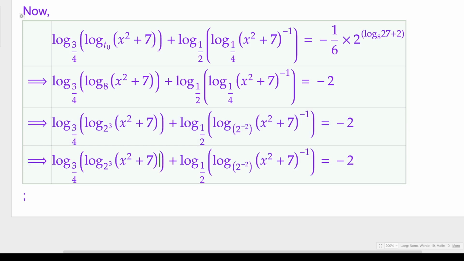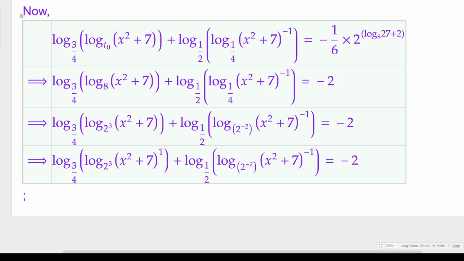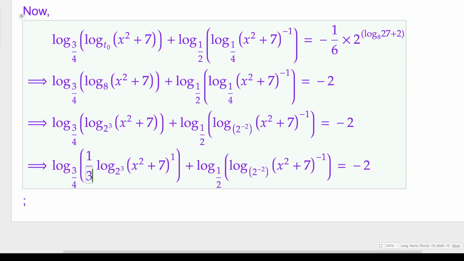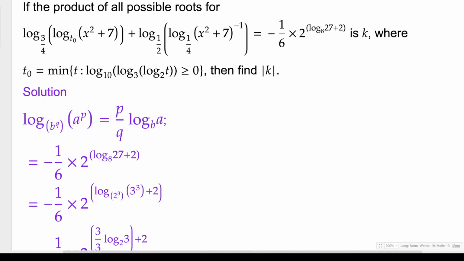So if you observe here, this is power 1, right? This is the implicit power 1. So this can be written as 1/3. So this exponent 1 comes here from the argument, and this 2 power 3 which is in the base of the log, this 3 comes here, right? And this is the property which we observed right now, that is this one, right?